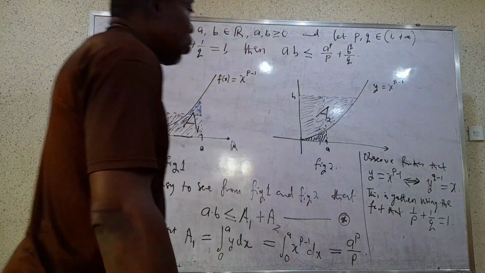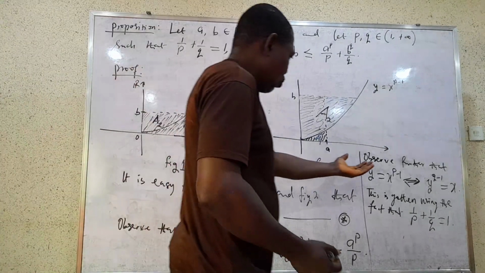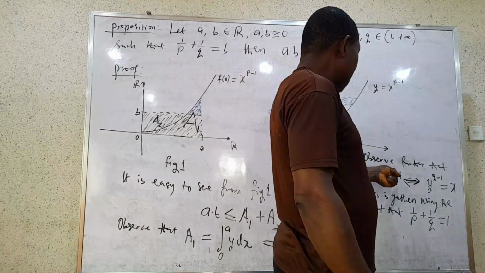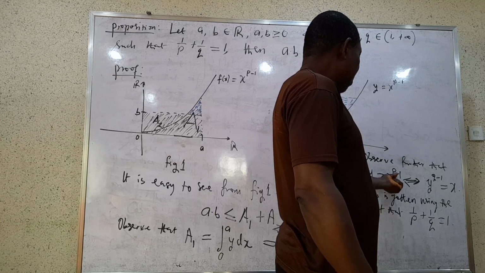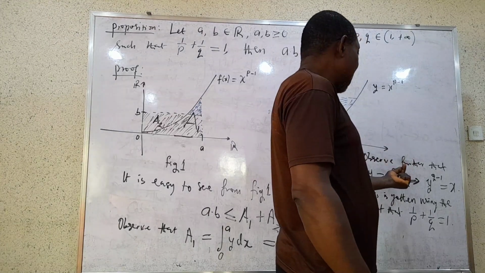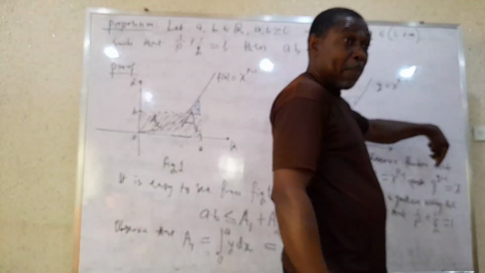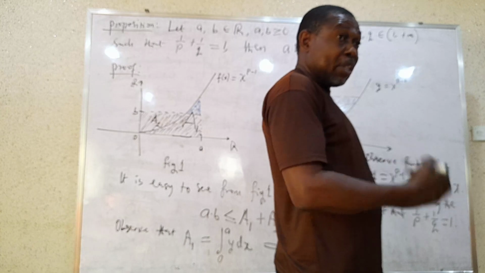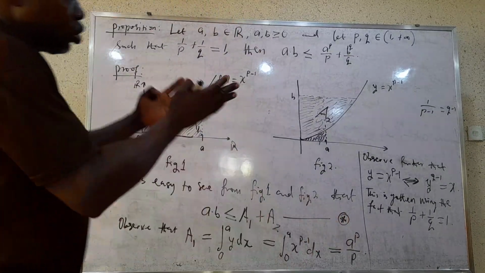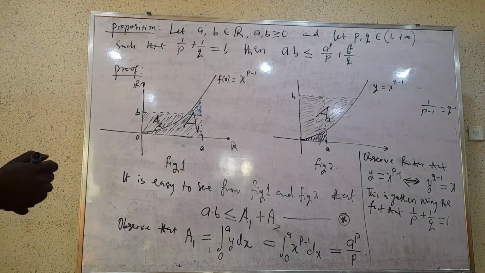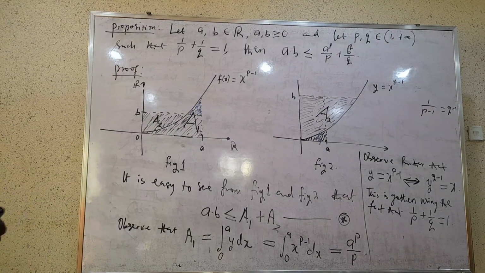You can expatiate. The most important thing is to show that from here, y equals x raised to power p minus 1 means that x is equal to y raised to power 1 over p minus 1. So our ability to show that 1 over p minus 1 is equal to q minus 1 does the job. Okay. Just to show that 1 over p minus 1 is equal to q minus 1. And that will give us the required.